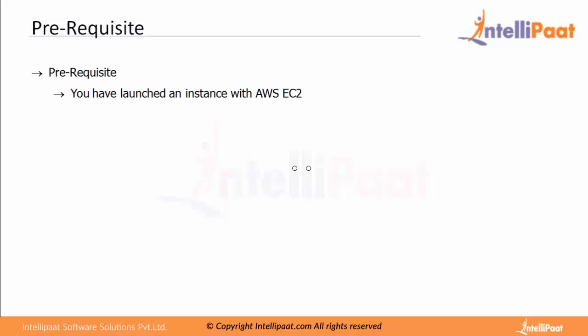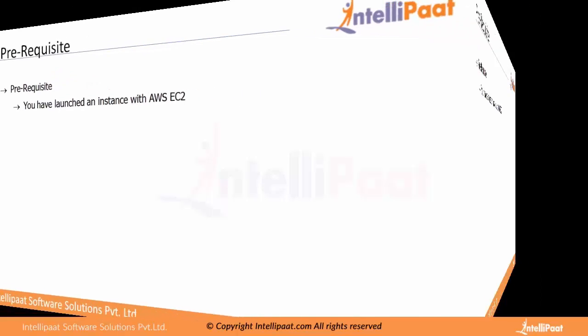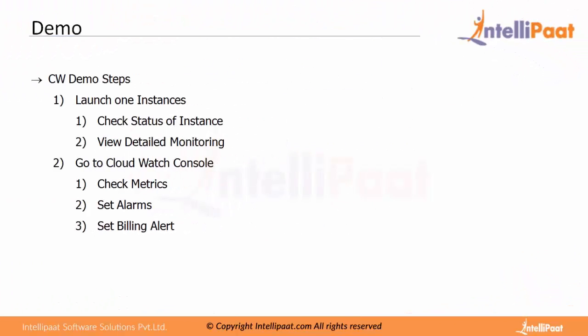Now, in this video, we are going to see how you would work with CloudWatch. For that, we will be performing a few tasks. First task, you must have launched an instance with EC2. For our example purpose, I have launched 2 instances for the demo. Along with that, we will see the status of the instance, how to see the detailed monitoring of the instance, and what the different metrics available with CloudWatch are. We will see all that part over there.